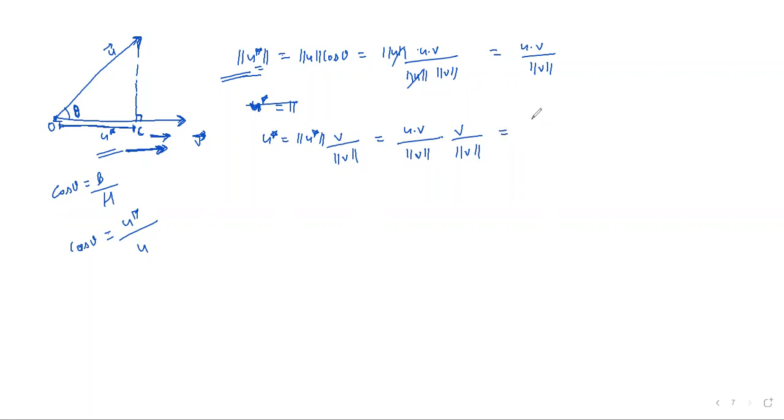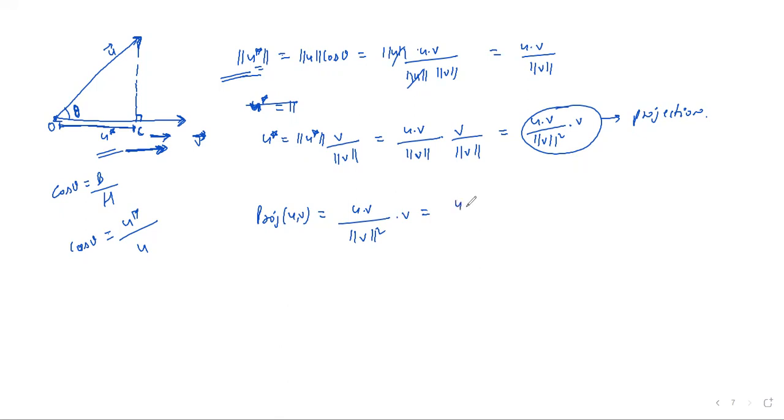So this equals u dot v upon length of v whole square, into v, and this is the formula for projection. This is the formula for when a vector u is being projected onto a vector v. Projection of u on v equals u dot v upon length of v whole square into v, which can also be written as u dot v upon v dot v into v. This is the formula for projection.